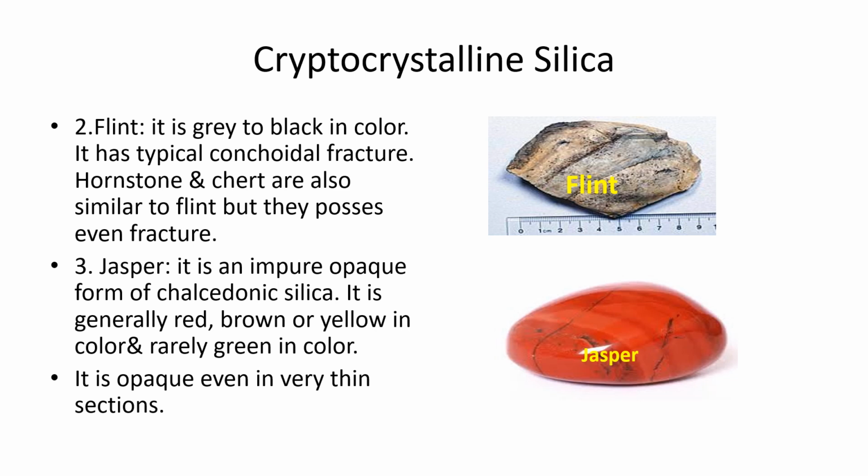Coming to another variety that is known as flint. Here it is gray or black in color, and it has a typical conchoidal fracture. You can see that hornstone and chert are also similar to flint, but they possess an even fracture. Coming to jasper, it is an impure opaque form of chalcedonic silica. It is generally of different colors, like red, brown or yellow, and rarely green in color. It is opaque even in very thin sections.